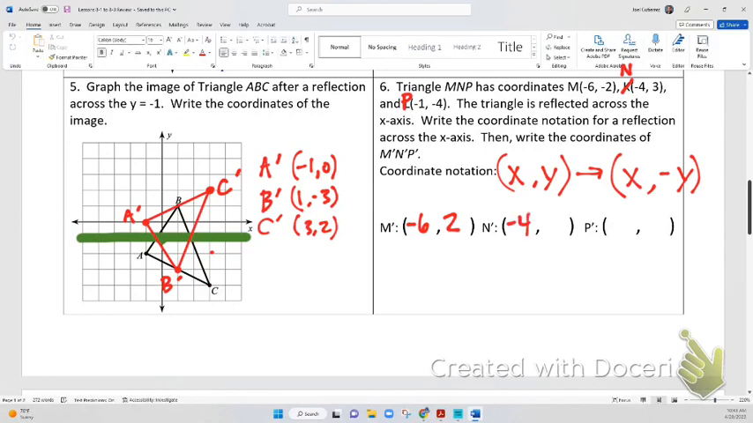For N, the negative 4 stays the same. Why? Because it's reflected across the x-axis. The only thing that changes is the second number. The second number was originally a 3. Now it changes to a negative 3. And then for the P, again, the x value stays the same. The second value changes to the opposite. So the opposite of a negative 4 is a positive 4.